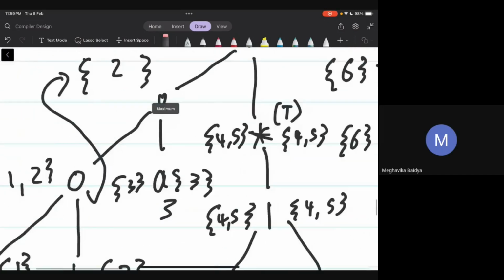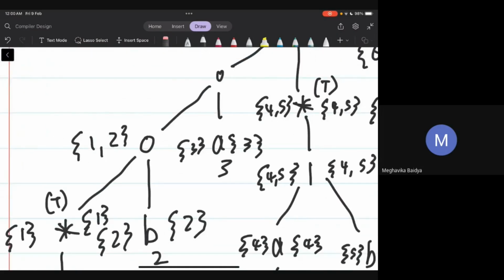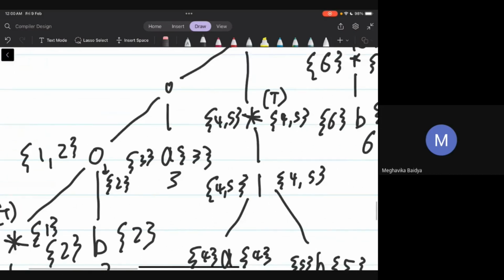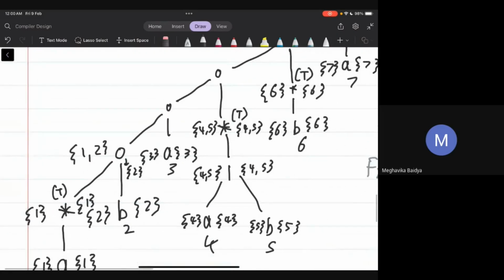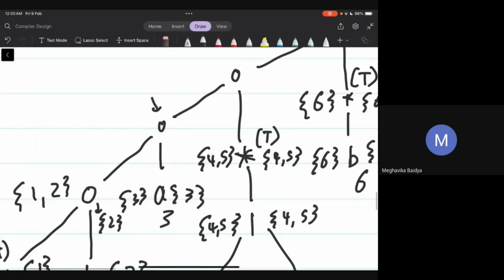Now we come to this concat. I'll just write it properly. This is too much, so I'll write it small over here, just 2 for this. Now we have to come to this one.